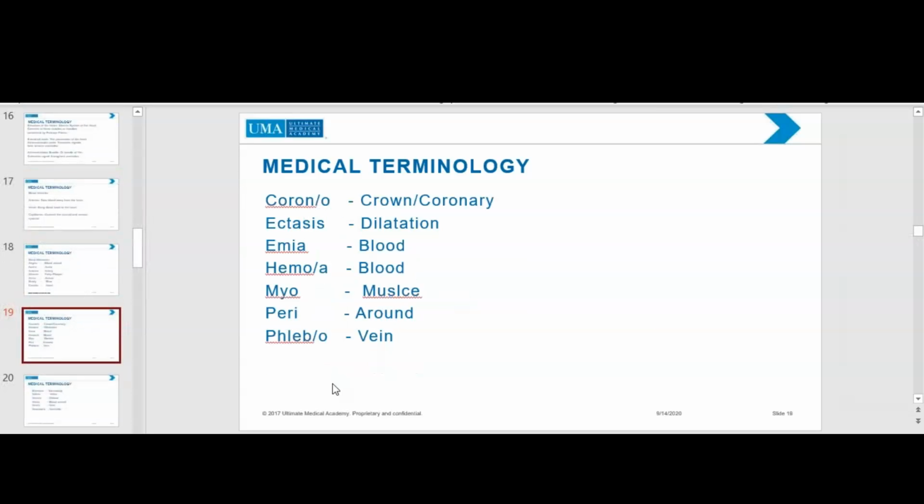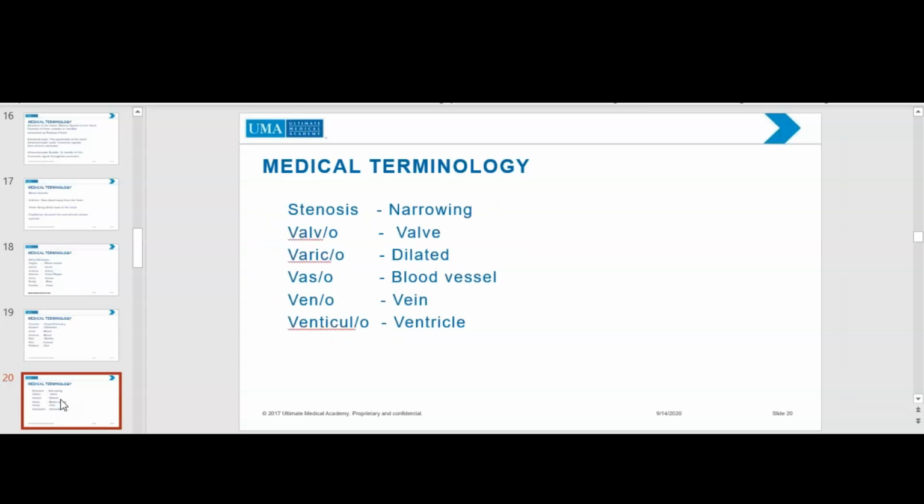Corono equals coronary or crown. Ectasis equals dilatation. Emia equals blood. Hemo equals blood. Myo equals muscle. Peri is around. And phlebo is vein.